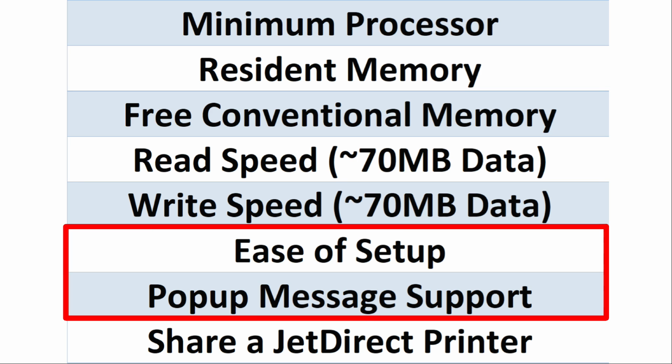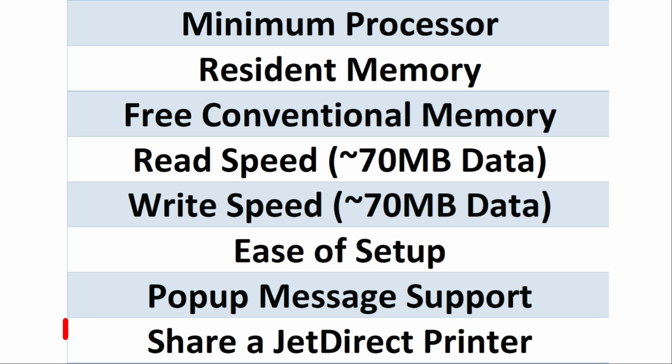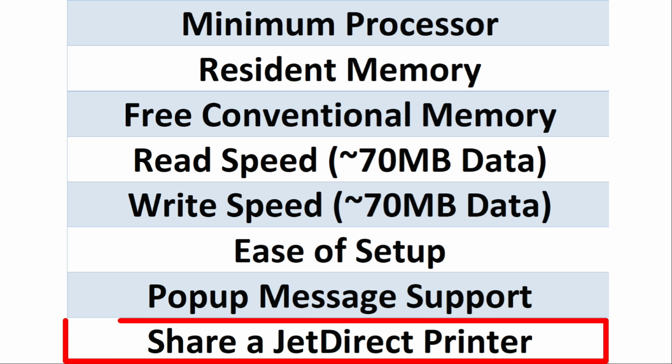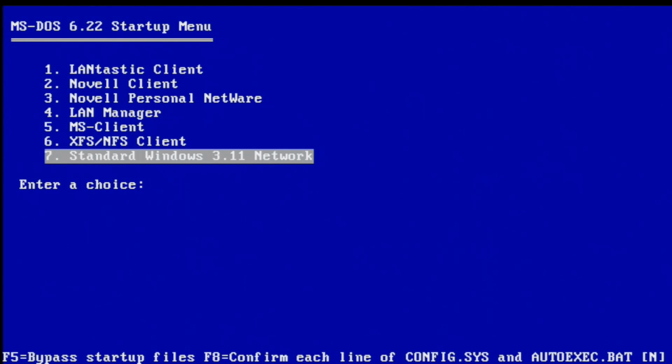We'll also grade each client on ease of setup, as well as pop-up message support. And then finally, I wanted to conduct an experiment to see how hard it would be to share a JetDirect printer for each of the implementations. It was something I was curious about, so I'll show you the method that I used for each one of these client installations. For ease of setup and switching between clients, I did create this DOS 6.22 startup menu. We will be using options 1 through 6 today as we do our testing, and we will be using option 2, Novell Client, for 2 of the tests.